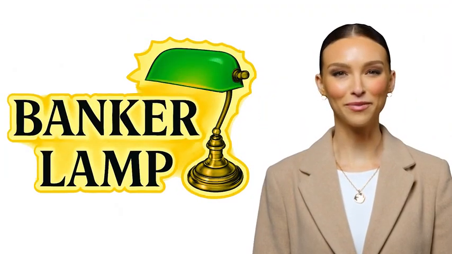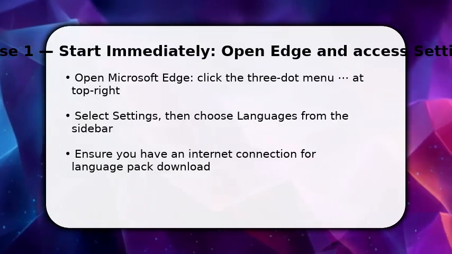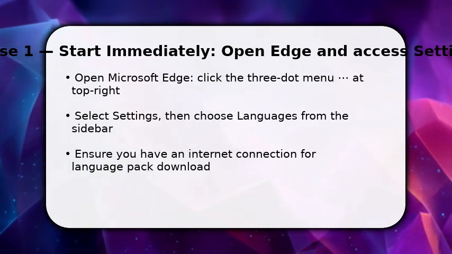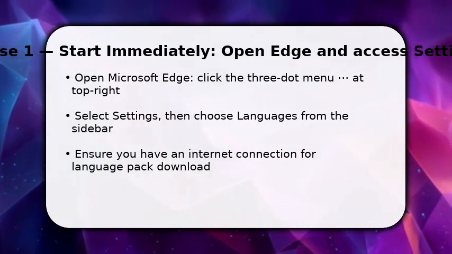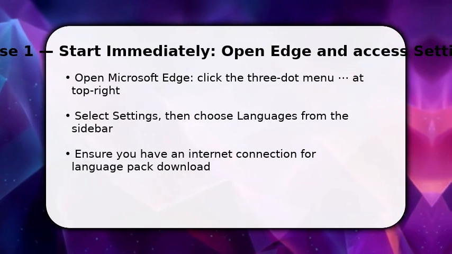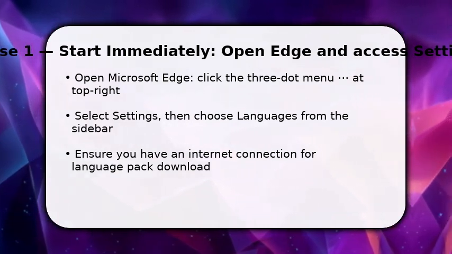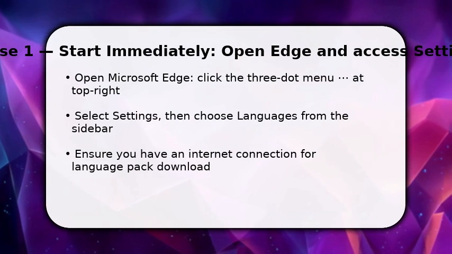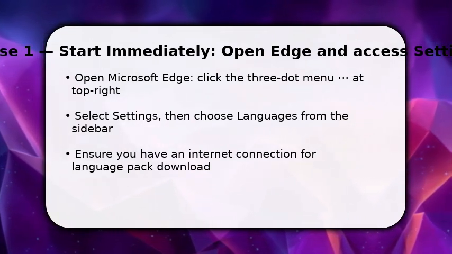Please enjoy the video. You start now, open Microsoft Edge and click the three-dot menu at the top right. You select Settings and then Languages. This is where Edge stores display language options. Make sure you are online because Edge downloads language packs.